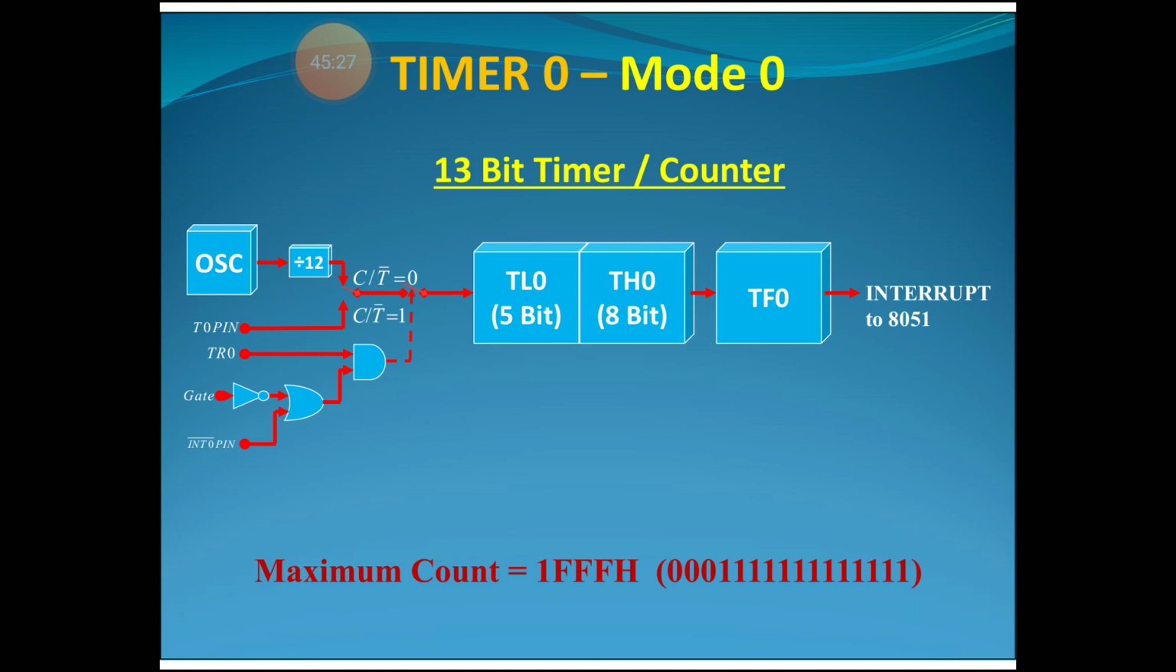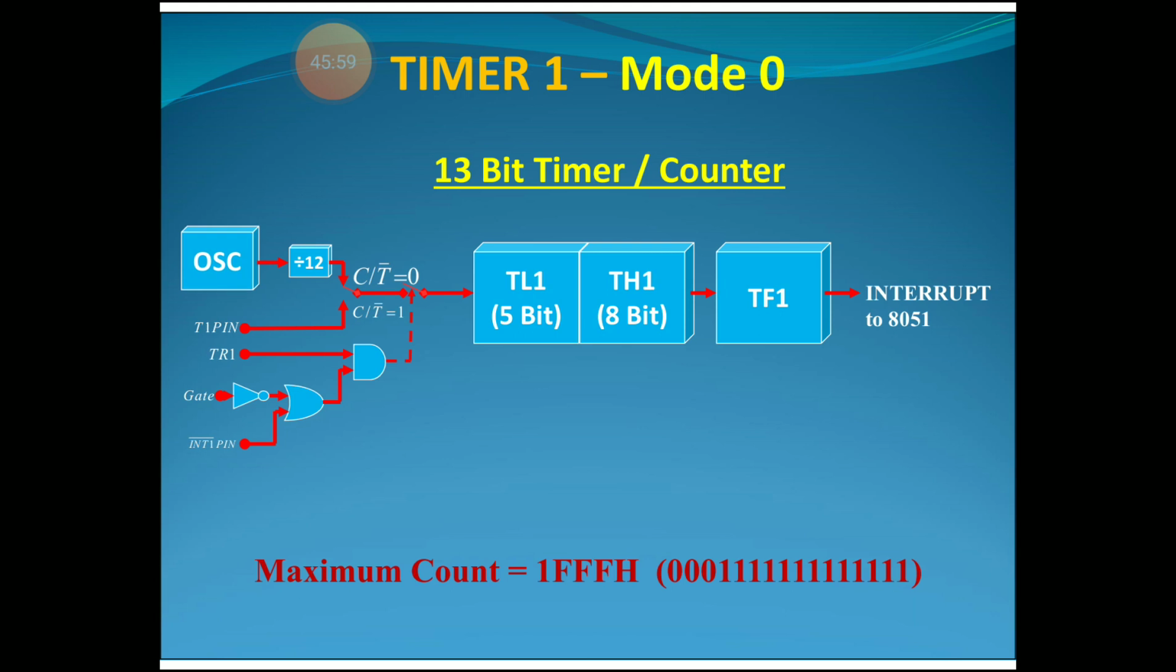And to allow the clock pulses to the timer, we use 3 bits: TR0, GATE and the INT0 pin. These 3 pins decide whether the clock pulses are given to the timer or not. So TR0 is always 1 to run the timer, the GATE bit is always 1 and INT0 bar becomes 1. So based upon these 3 bits, the gate output closes the gate and allows the clock pulses to be given to the timer.